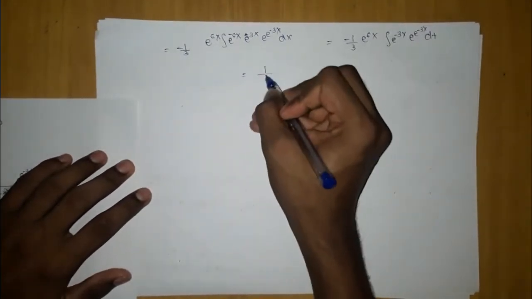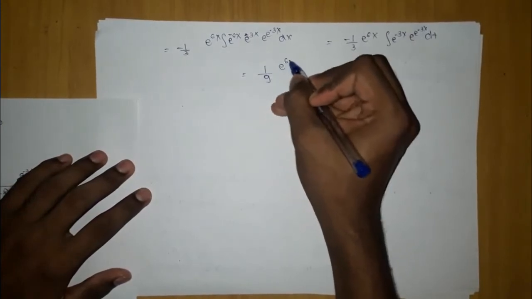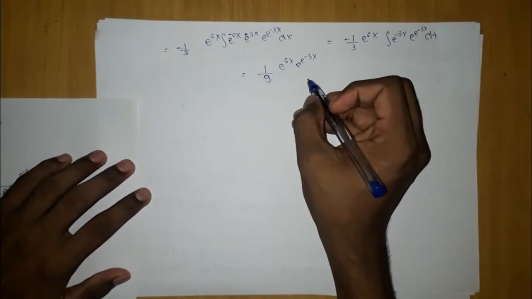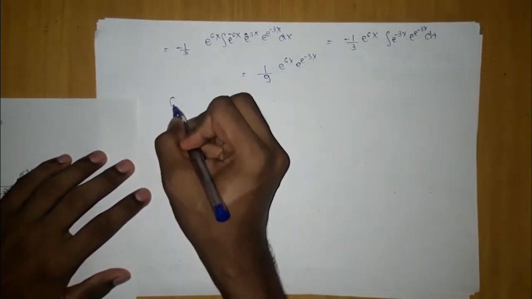I'm not going to do the integration again. It will be e to the power 6x. Here integral e to the power minus 3x will appear. So this is our complementary function, particular integral.